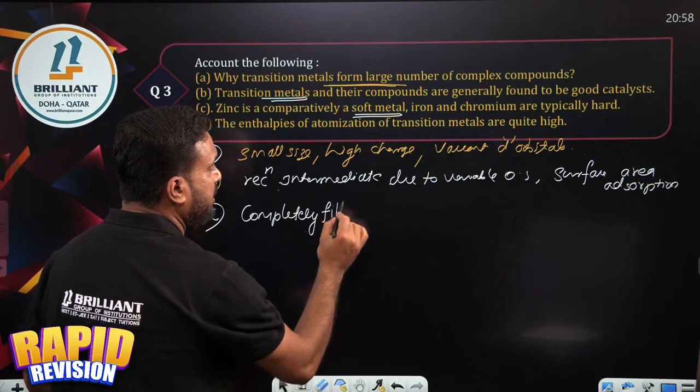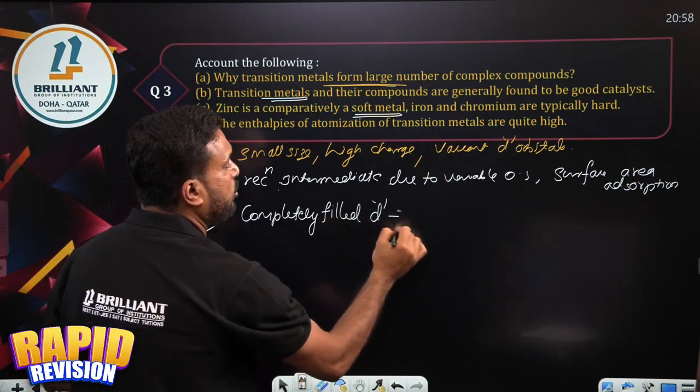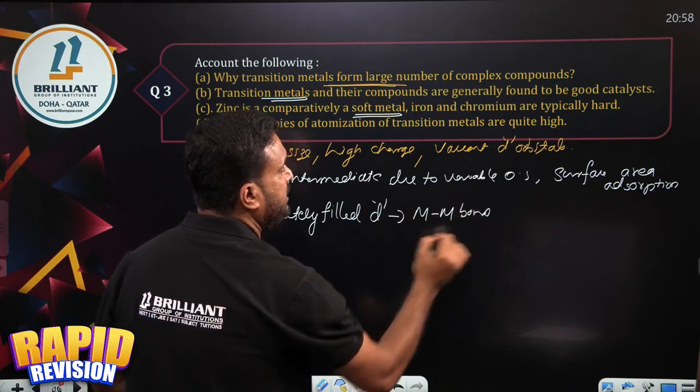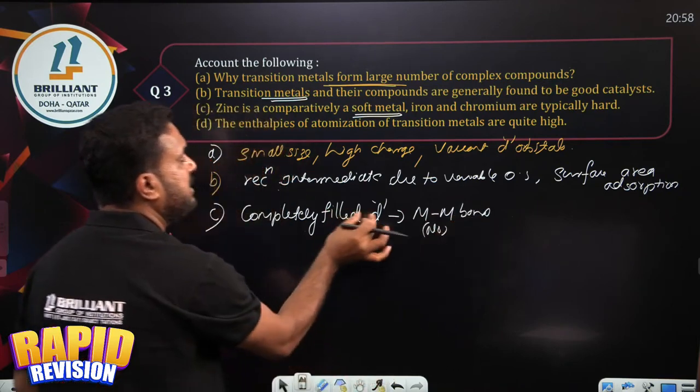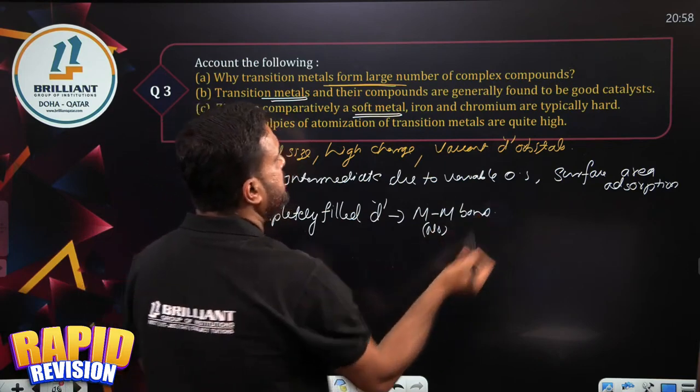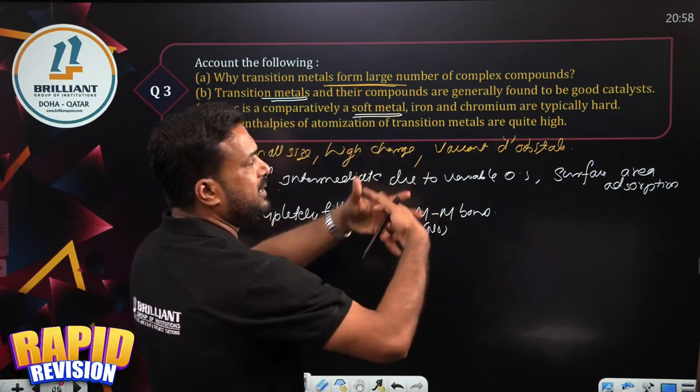Yes, so completely filled d orbital means no metal-metal bond. Okay, metal-metal bond will not be there. Why? Completely filled d orbital cannot form any metal-metal bond. No metal-metal bond means they are soft, because a strong metal-metal bond is absent.